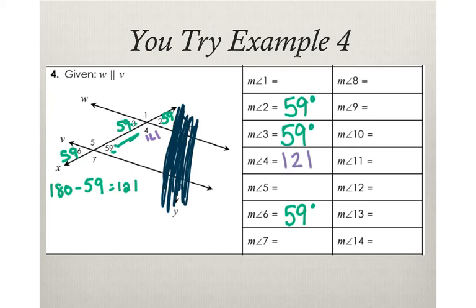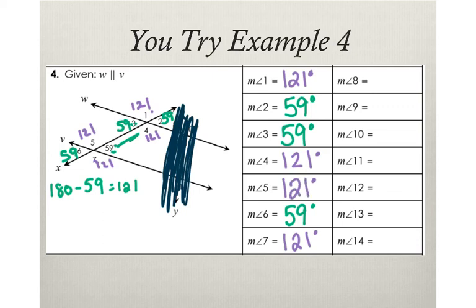I'm going to use corresponding angles. Angle 4 and angle 7 are corresponding, so angle 7 is 121 degrees. I can use 7 and 1 as alternate exterior, so angle 1 would also be 121 degrees. And then 1 and 5 are corresponding, so angle 5 would be 121 degrees.